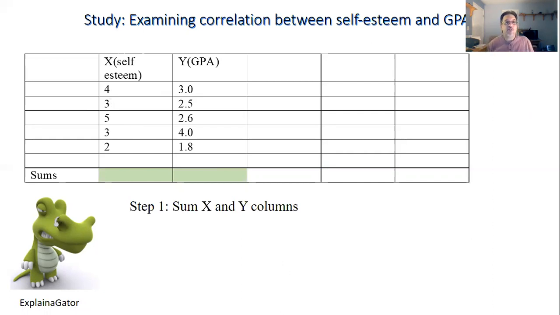So we know that both of these scales are interval and ratio. Therefore, we're going to go ahead and do a Pearson. If one of these was not interval or ratio, we would do something else. But both scales are interval and ratio, therefore we go forward with the Pearson. Again, we're going to be doing this step by step. So, Explainator.